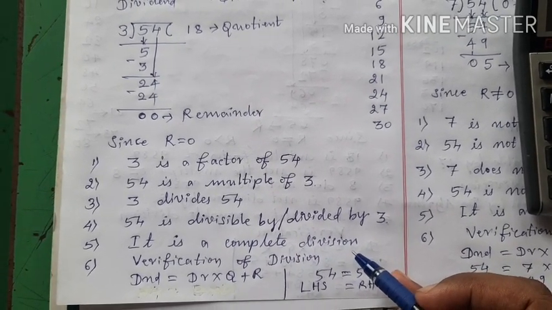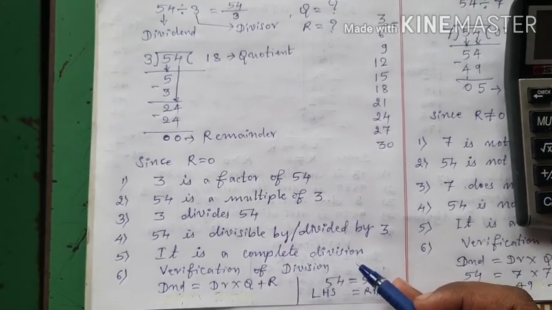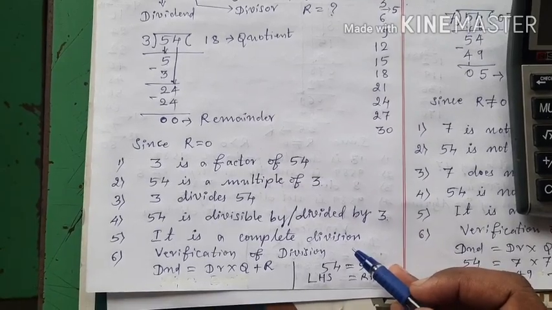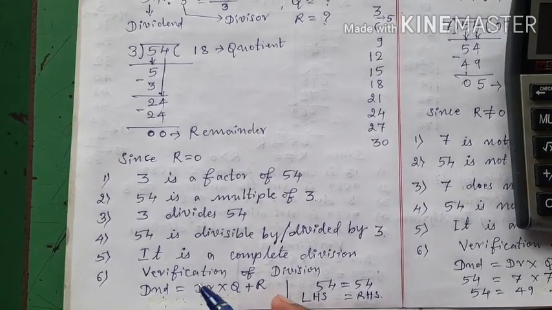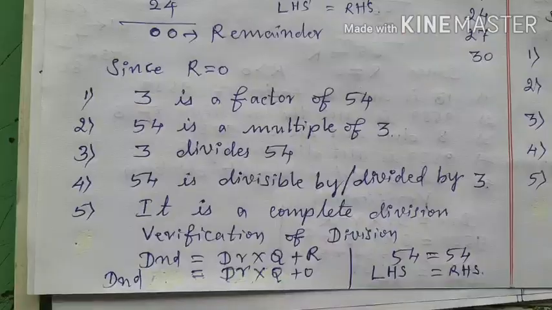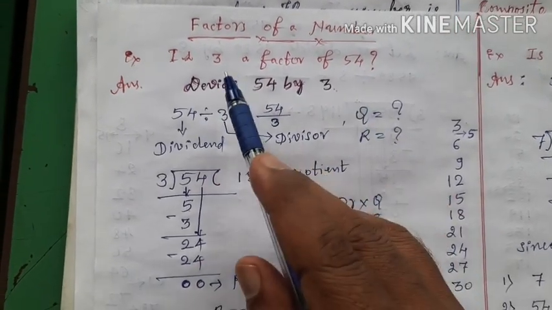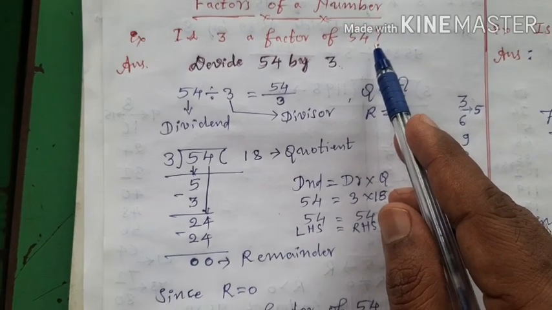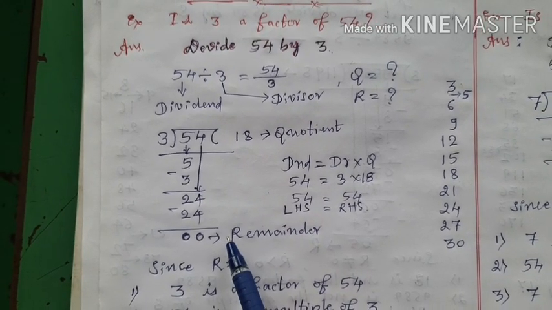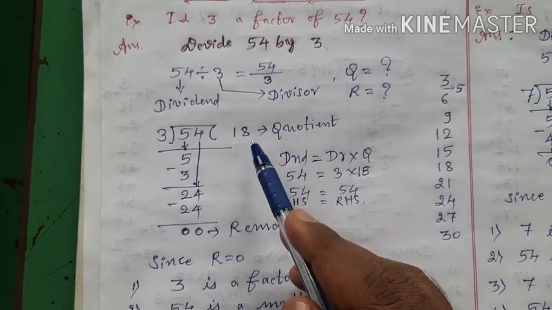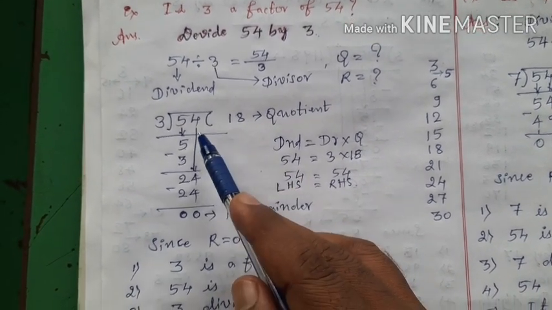After that, we can go for verification. Whether our division is correct or not is checked by the division lemma. What is the division lemma? Dividend is equal to divisor into quotient plus remainder. Therefore, we saw that 3 is a factor of 54 because when 3 divides 54, the remainder is 0. At that time, the quotient is 18. But remember, 18 is also a factor of 54.